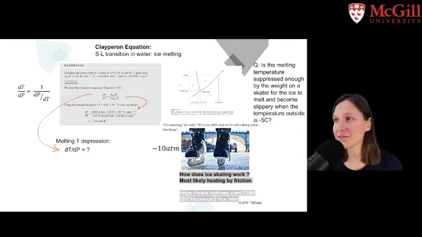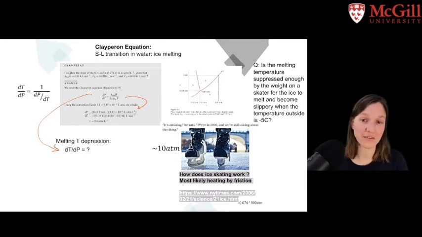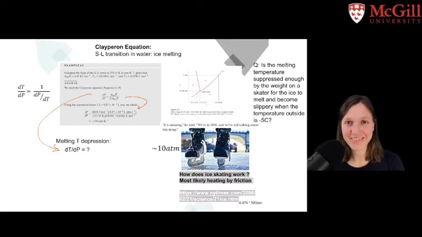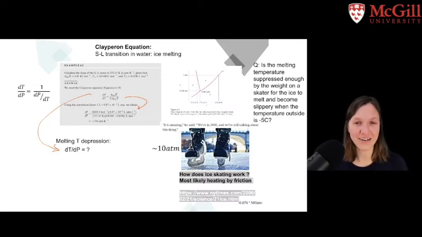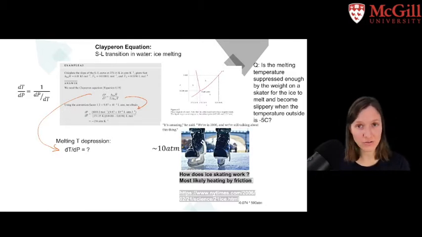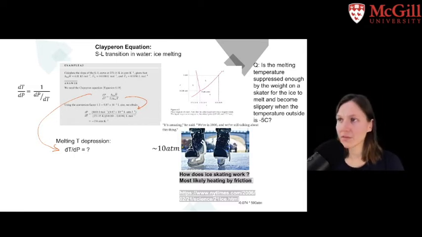We're going to use the Clapeyron equation to find out whether the melting point suppression could be sufficient to make skating possible, even at very common and very moderate negative temperatures of, say, -5 Celsius, which clearly happens a lot in Canada, and we definitely know that skating is possible. Now the question is whether the melting point is actually suppressed beyond 5 degrees Celsius, and that's why the ice becomes more slippery and we can skate. Let's find out.